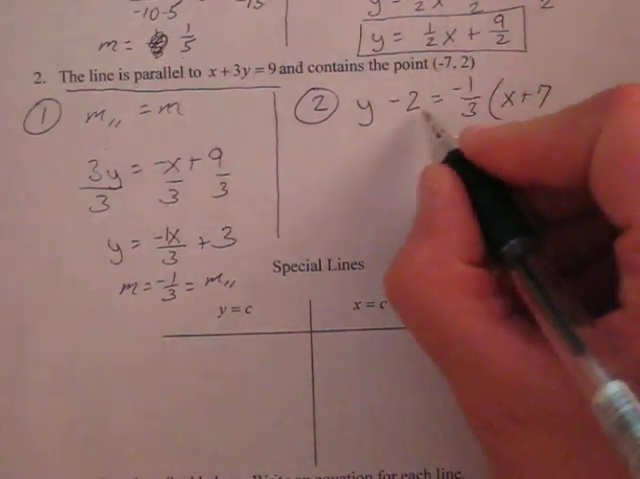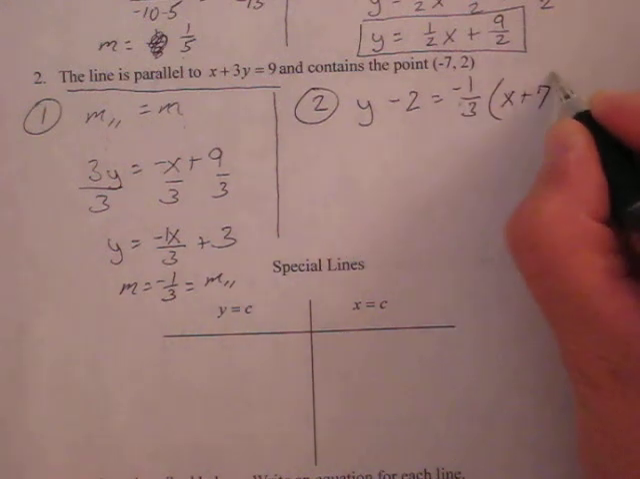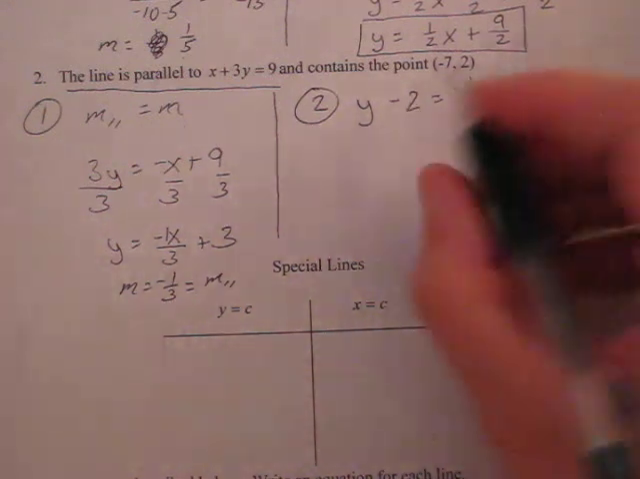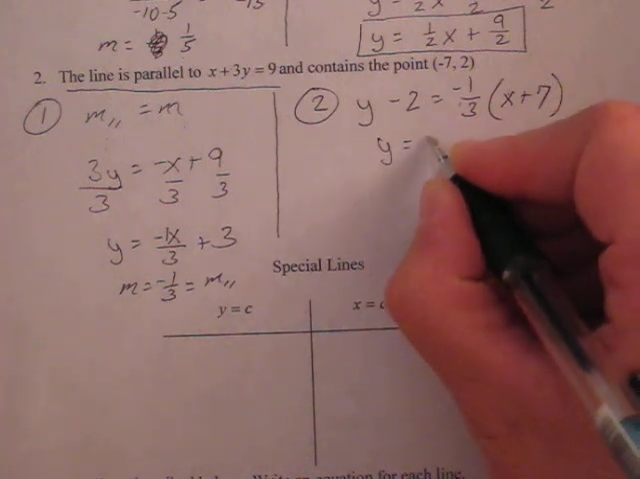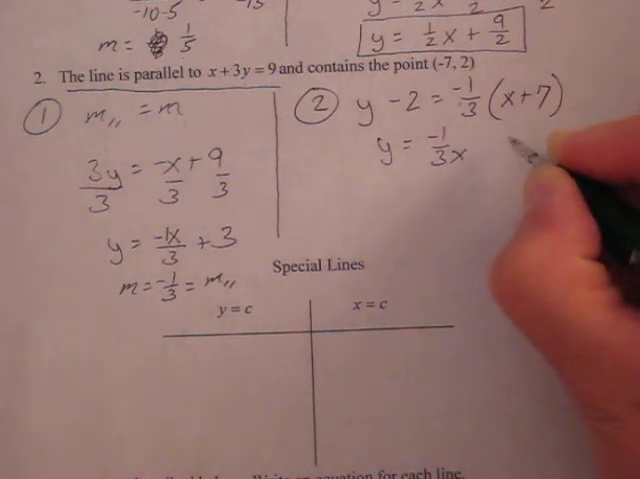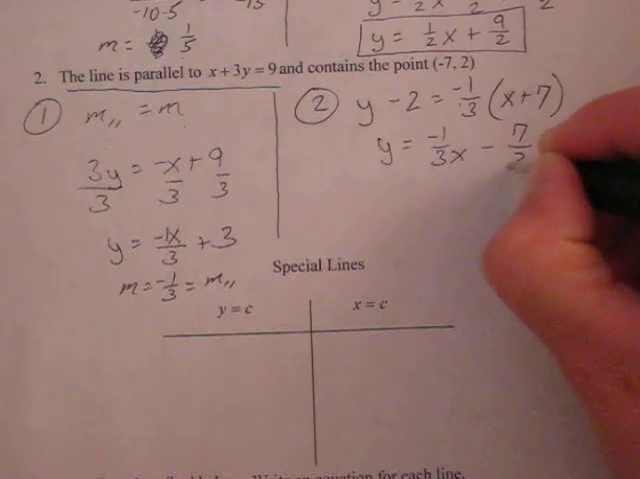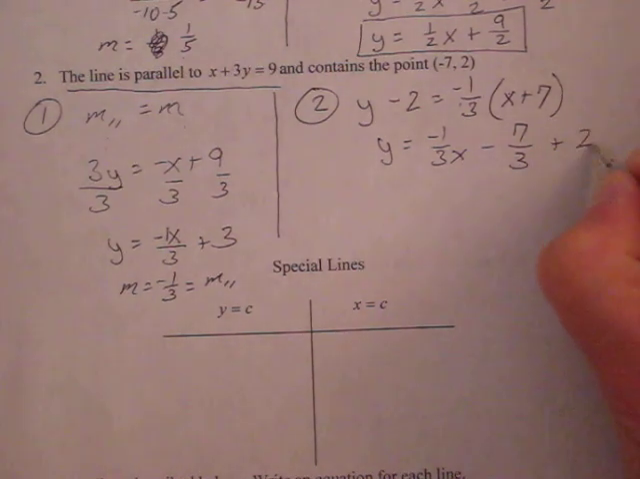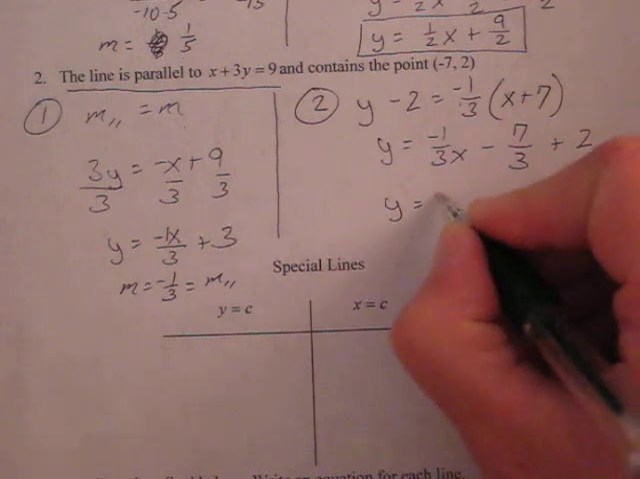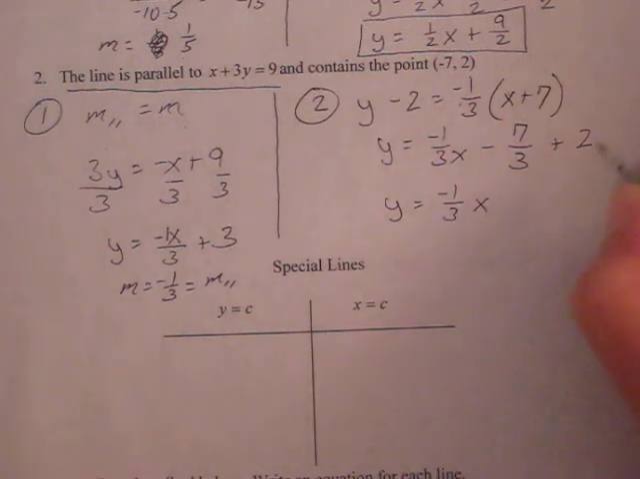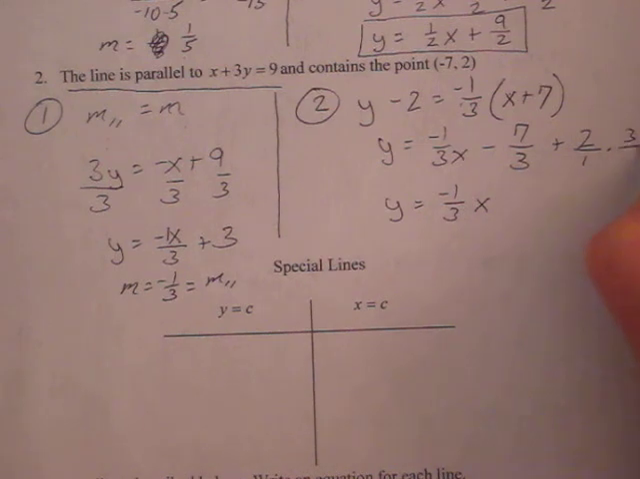And now it's the same thing. We're going to distribute this 1/3 to both of those terms, and then we're going to add the 2 over. So I have y equals negative 1/3 x minus 1/3 times 7 is 7/3, and then I add the 2. But since I need a common denominator, this 2, my denominator is going to be 3.